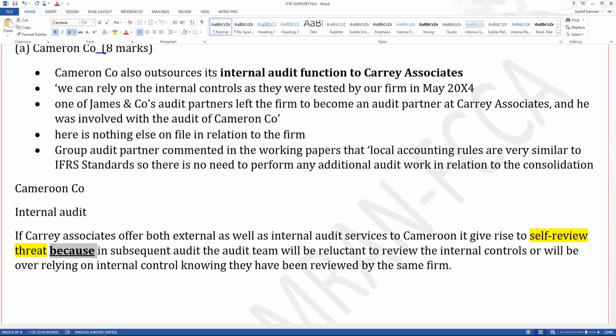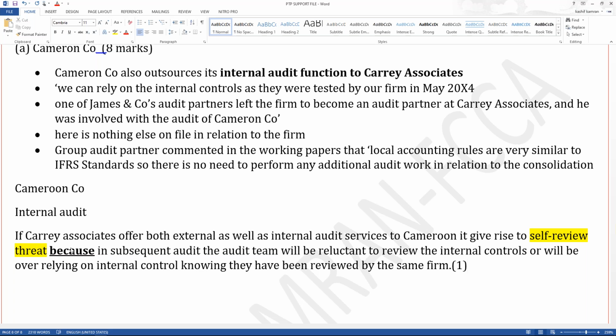So every time you write an issue, you need to explain why it is an issue. So it is a self-review threat, that is an issue. But why is it a self-review threat? I justified that by writing a because. So now that gives me a complete 1 mark here out of the 8 marks.